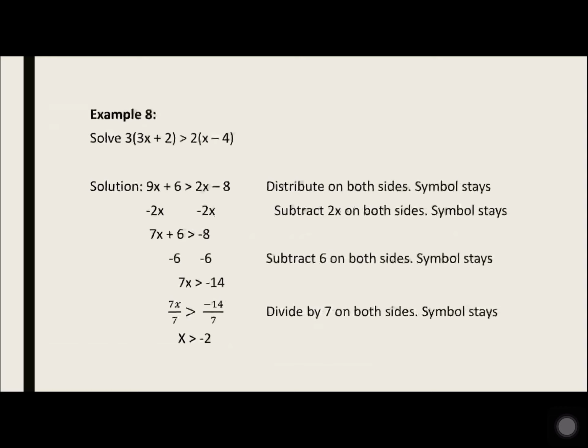9x minus 2x is 7x. Bring down the plus 6. On the right, 2x minus 2x canceled. Bring down the minus 8. Now we have 7x plus 6. We want to get x by itself. Subtract 6 on both sides to undo the plus 6. Since we subtracted, it stays. Minus 8 minus 6 is minus 14. 7x is greater than negative 14.